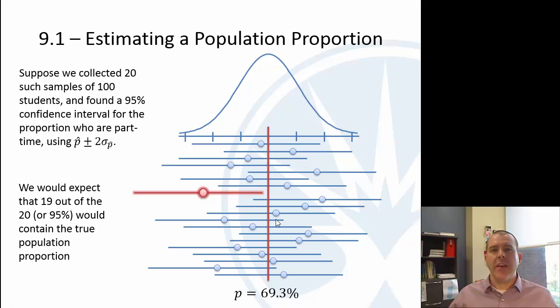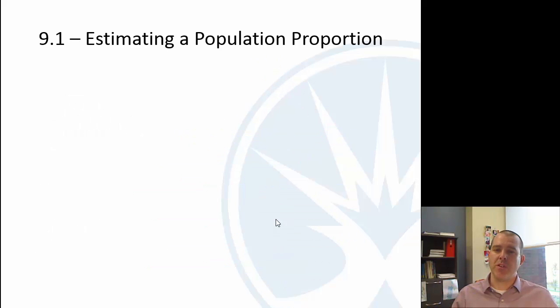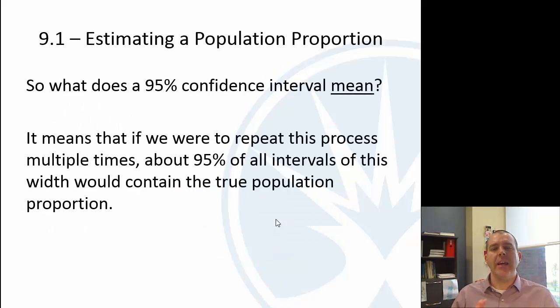What you're saying is, okay, I'm 95% confident that I'm going to contain the population proportion. You know, if I did this over and over and over, 95% of confidence intervals like this would contain the true population proportion. In fact, let's go to the next slide. That's what it means here.